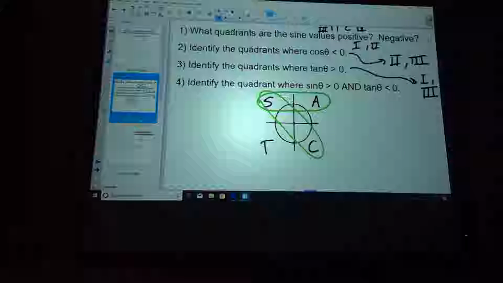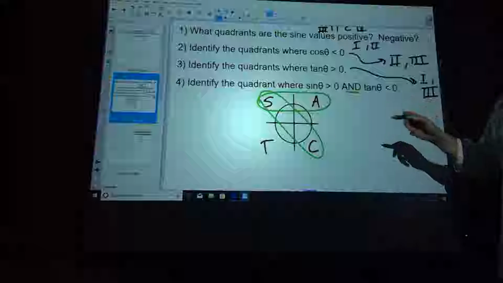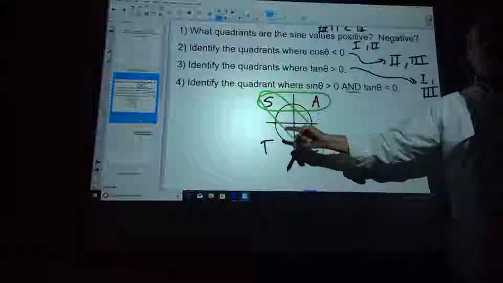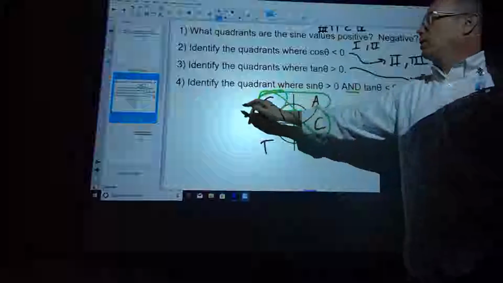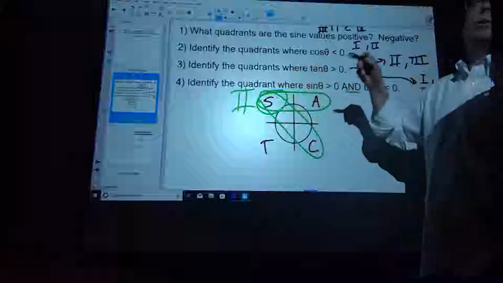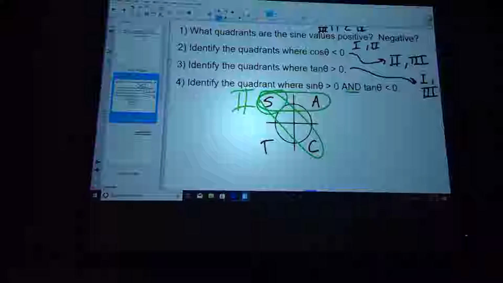So you're just identifying the region. And they have the "and" sign. So it's like, where is sine positive and tangent happens to be negative? What's the only overlapped region I'm talking about right here? Yeah, it's the S region, which is region 2. Okay? Can I move on?